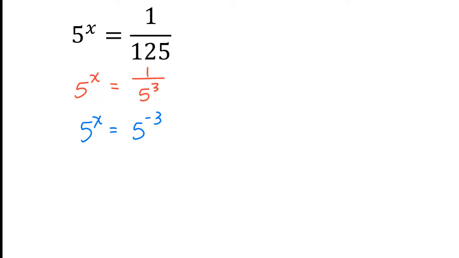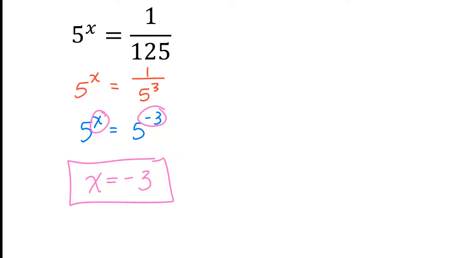Sorry. And then you want to check, do you have the same base? Yes, we have the same base. That means our two exponents can equal each other. Now I have x equals negative 3. And I have x by itself, so that's my final answer. X equals negative 3.